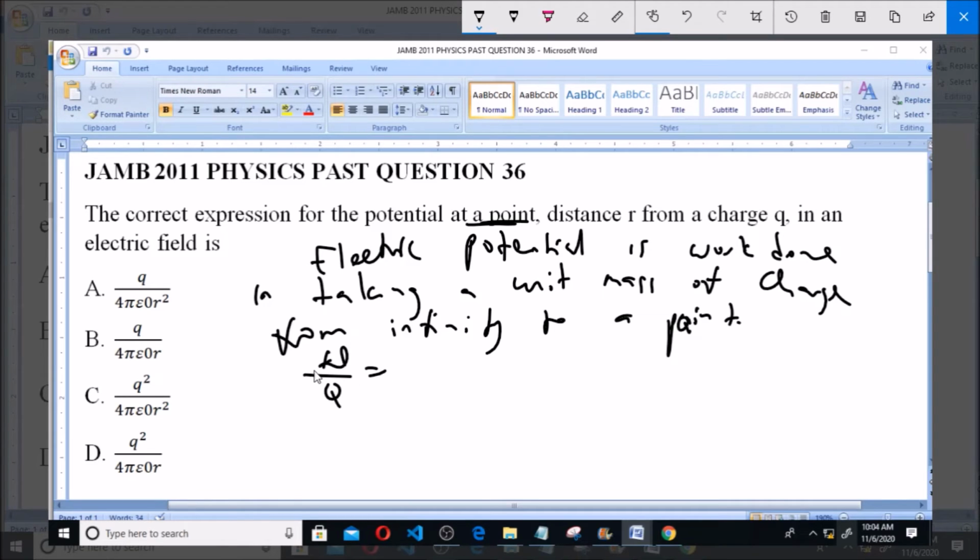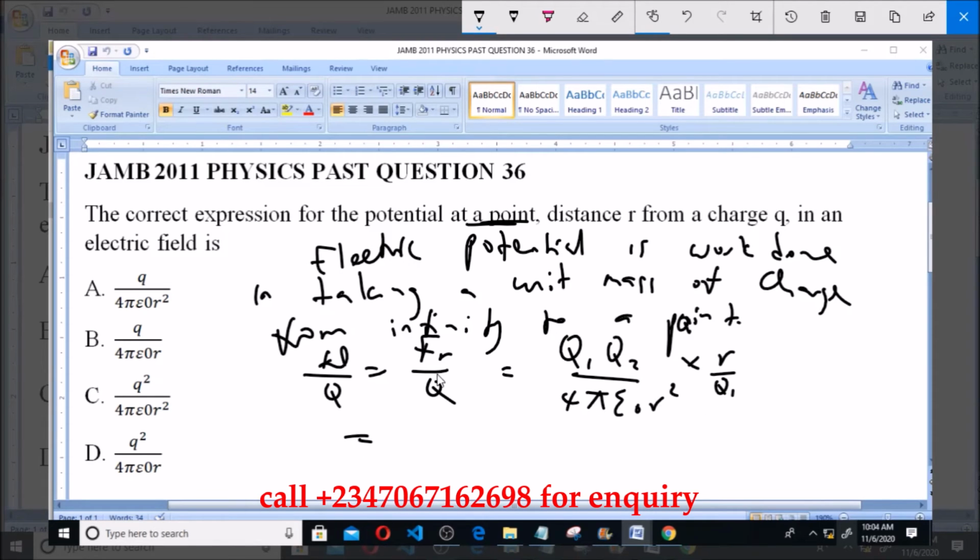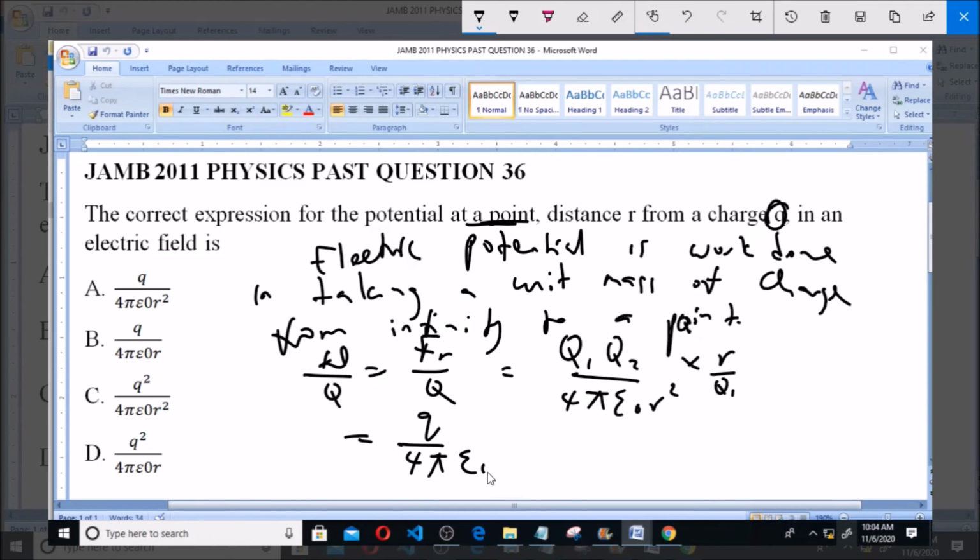That is the work done. Okay, W over Q, so F times r over Q. Okay, so that's actually equal to Q1 Q2 over 4 pi epsilon naught r square. This 4 pi epsilon naught is a constant, multiplied by r over Q1. So all in that, for a charge Q, that will be equal to Q over 4 pi epsilon naught r, as this will cancel out this and r will cancel out one of these r's.